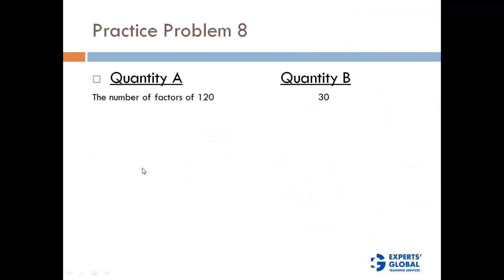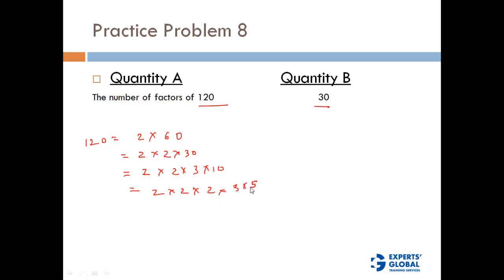Let's look at this. Please pause the video and give it a try. The number of factors of 120 and 30. So let's first find out prime factors of 120. So 120, we know that it is 2 into 60. Correct? So it is 2 into 2 into 30, which is 2 into 2 into 2 into 3 into 5. Correct? This is prime factorization. So this is 2 raised to 3, 3 raised to 1, 5 raised to 1. Correct.